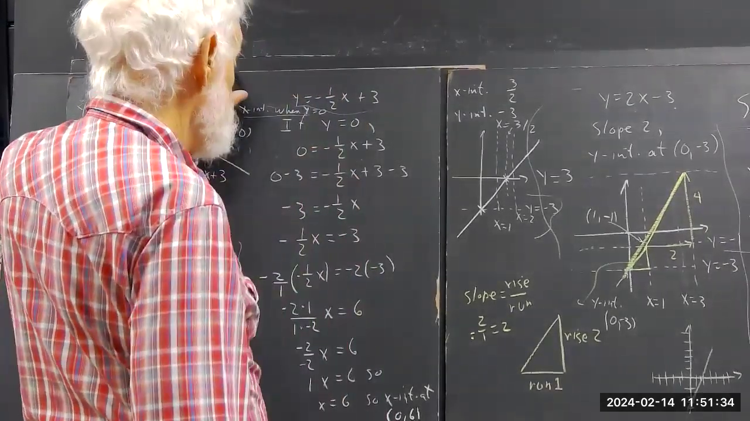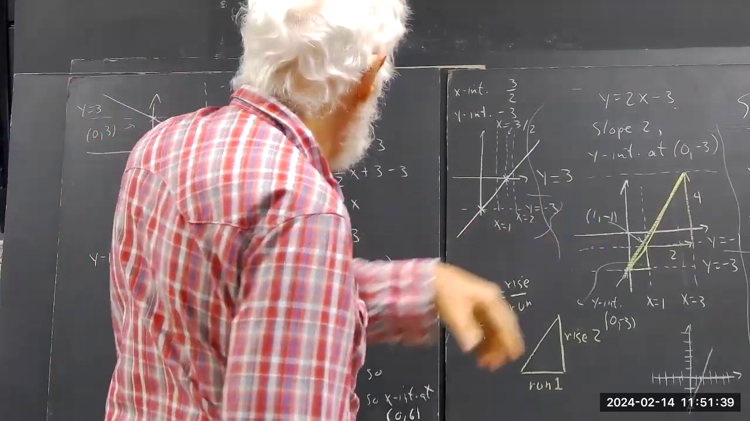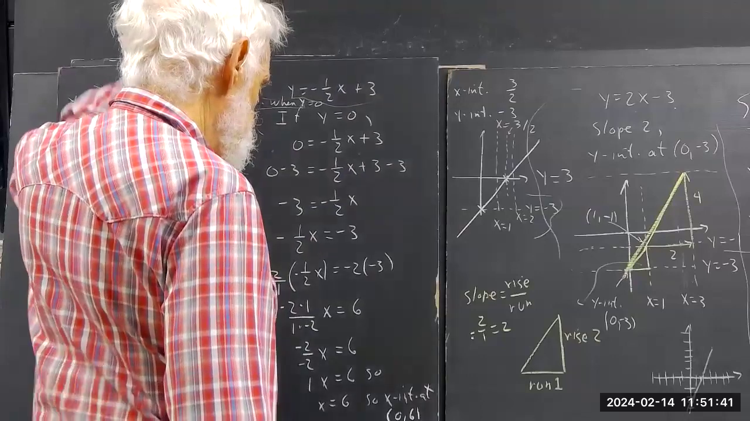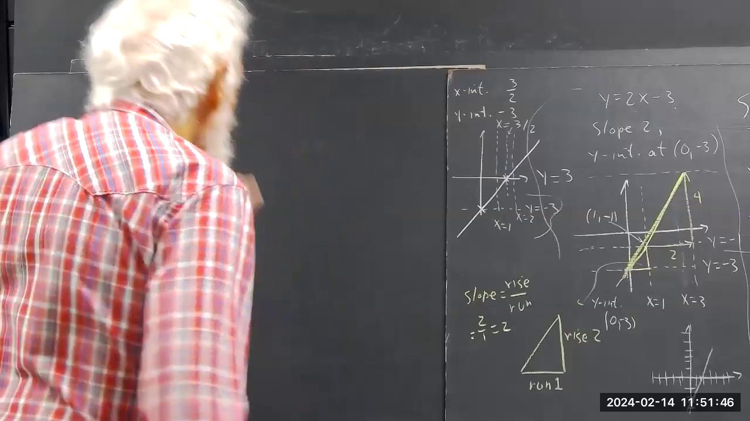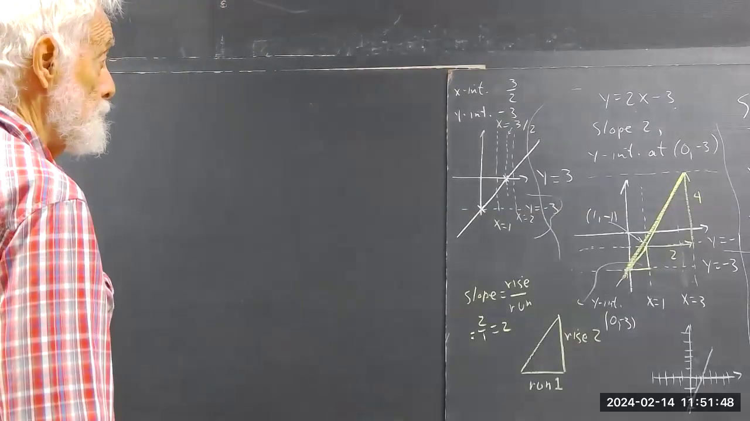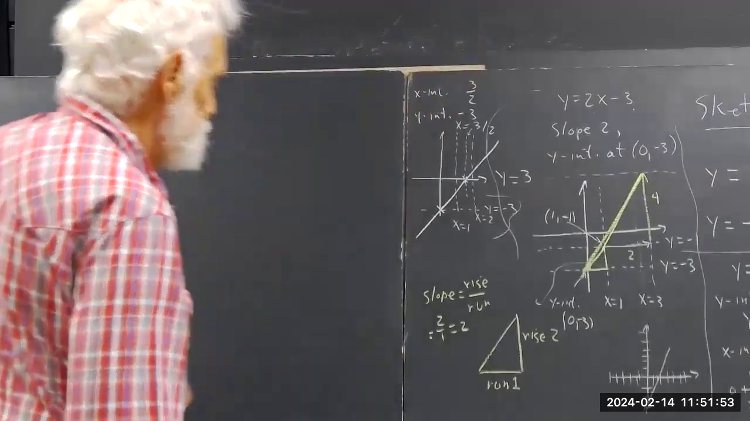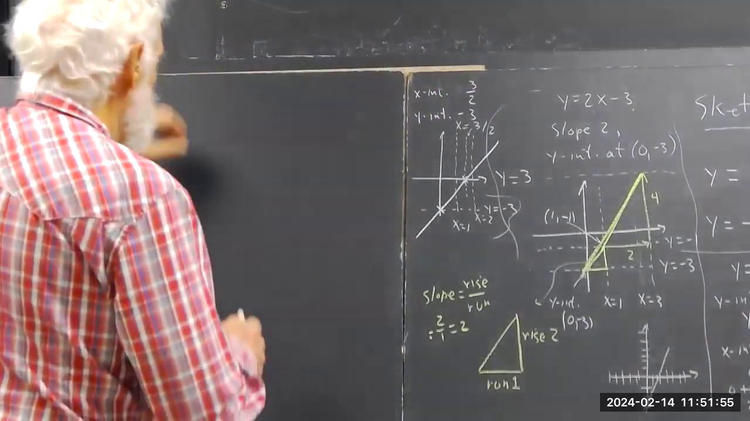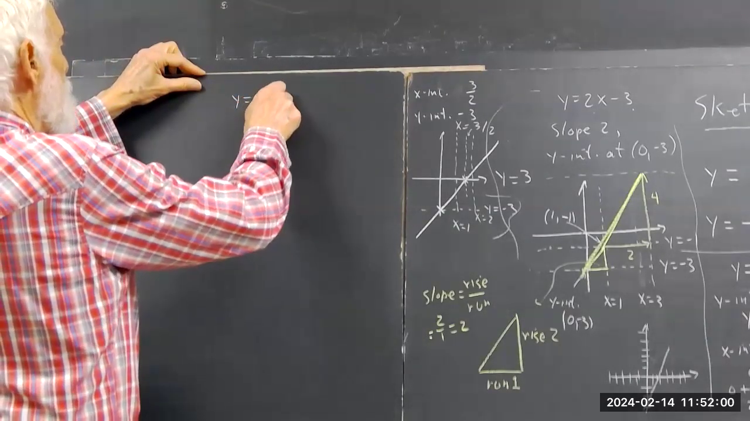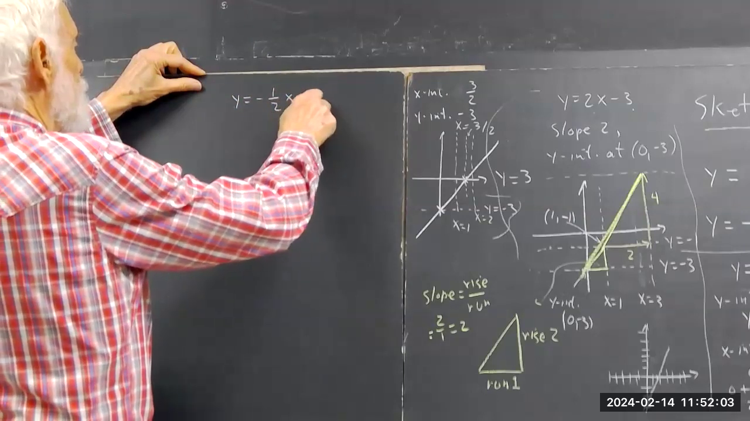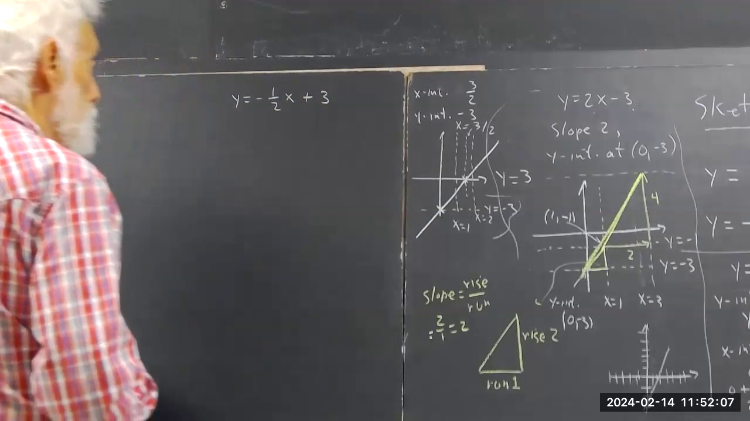Okay. Well, how else could we do this? Again, we have y = -1/2 x + 3.